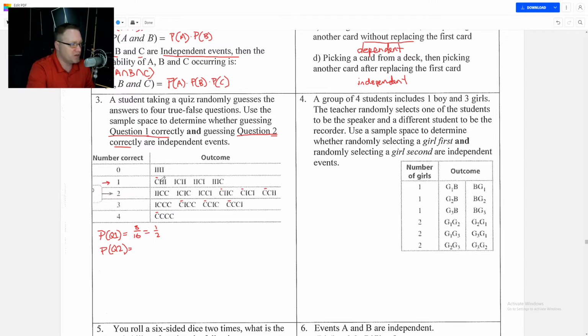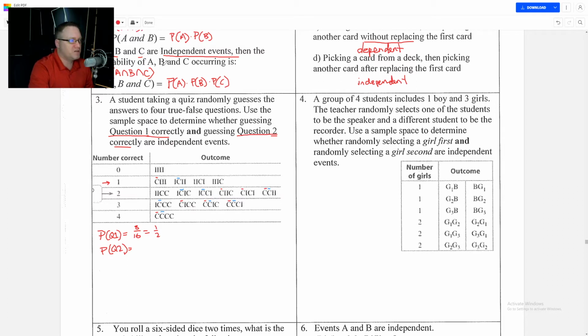So here question 2 is I, so it's not correct. But here question 2 is C. Good. Yes, this is question 2 is correct. Question 2 is correct. Question 2 is correct here. Question 2 is correct. Not correct. Correct, correct, and correct. So all of the ones with these blue dots above it have question 2 correct.